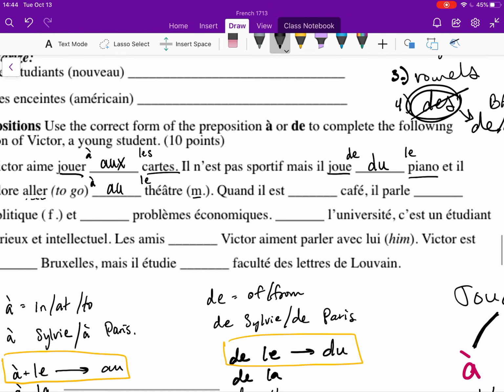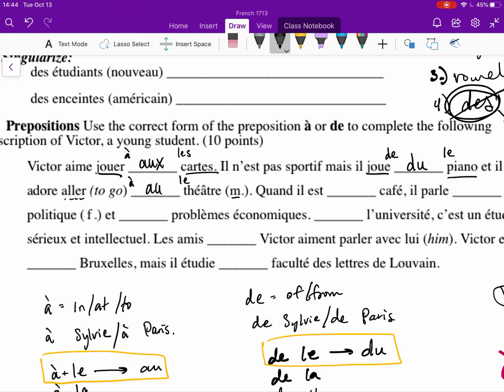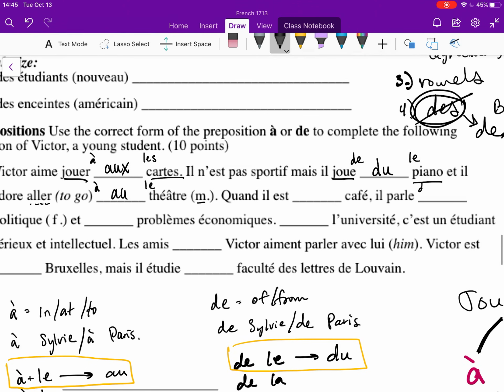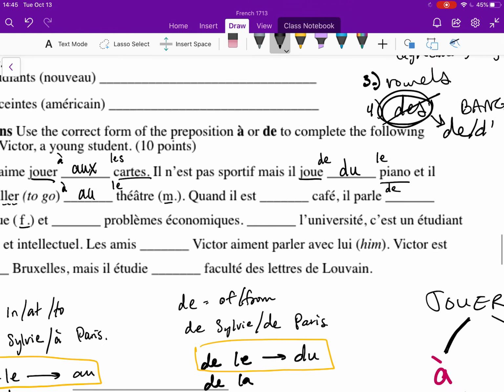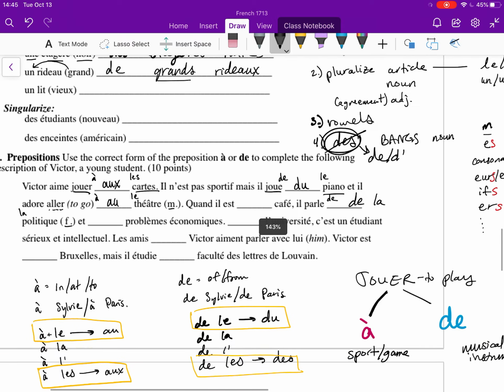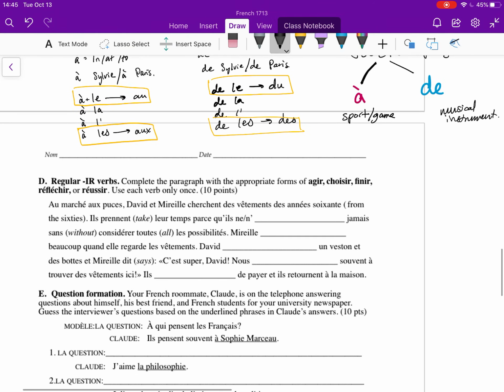Okay, let me do this next one. Skip one. Il parle blank politique. He talks in, at, to politics, or of or from politics. He probably talks of or about politics, so some form of de. Politique is not a proper noun, so I need some sort of an article. It says it's feminine here, so la. De plus la doesn't change at all, so I'll fill in the blank with de la. Okay? Hopefully that is helpful and you can try to do the rest of that on your own.